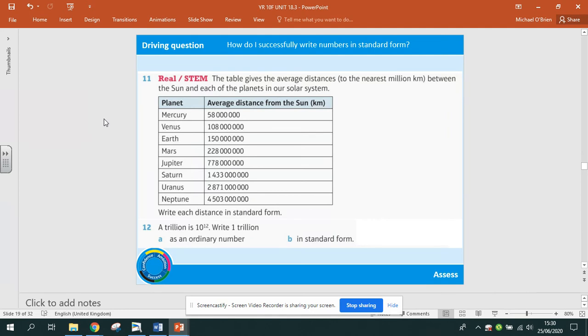Okay, so here we go. This is the sort of thing that standard form is actually used for. Astrophysicists use it for their calculations. It's for dealing with very, very big numbers. And here's a perfect example of very, very big numbers. It's the average distance from the sun of the various planets in our solar system.